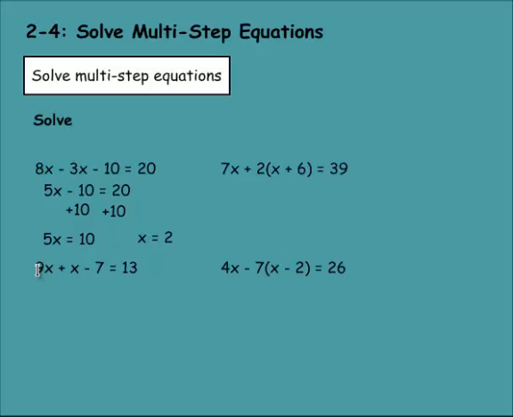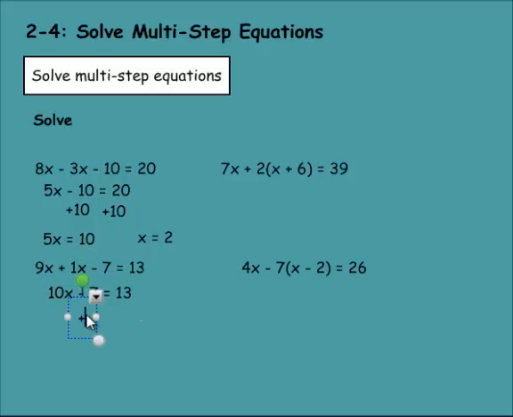Let's look at these ones then. 9x plus x minus 7 equals 13. This confuses a lot of people when it's just x by itself. I always put a 1 here just to remind myself that's just 1x. 9x plus 1x would give me 10x minus 7 equals 13.